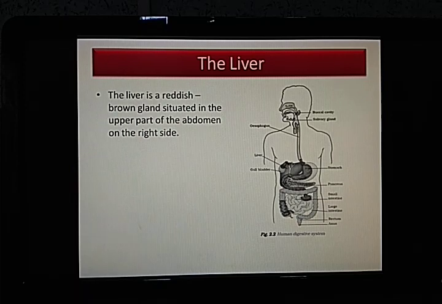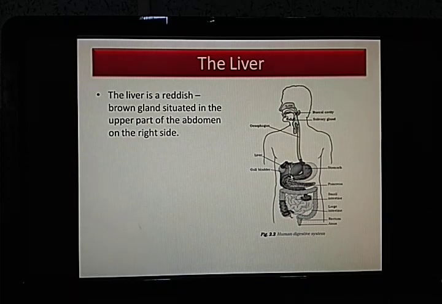It is situated in the upper abdomen. This region is called the abdomen, and in the upper part of the abdomen, this is the lower part of the abdomen. And it is situated on the right side. Although in the diagram you can see it is on the left side, this diagram is a mirror image. So if you see for yourself, then this will be on the right side and this is on the left side. Clear? Even though the diagram seems to show it on the left side, it is on the right side.